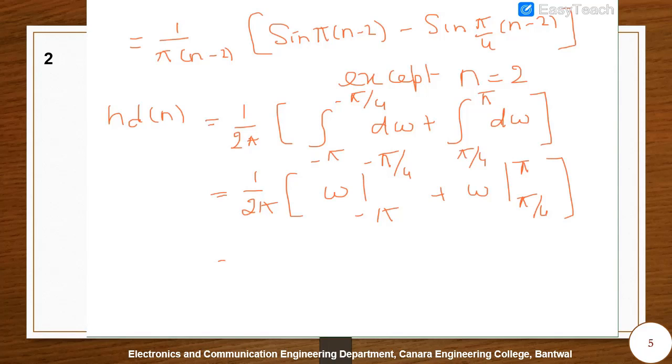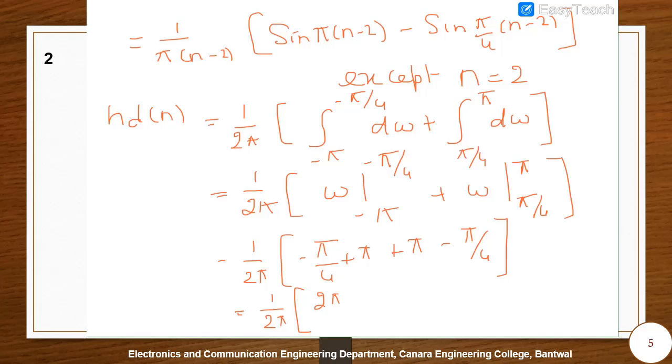So 1 over 2 pi, minus pi by 4 plus pi minus pi by 4. When we simplify this, we get 1 over 2 pi. It is 2 pi minus pi by 2. So we get this as 0.75.